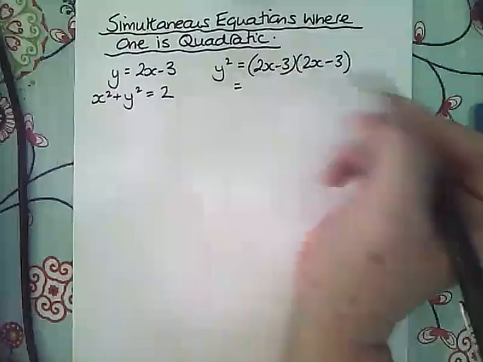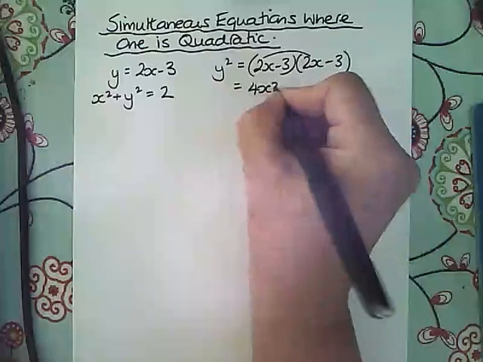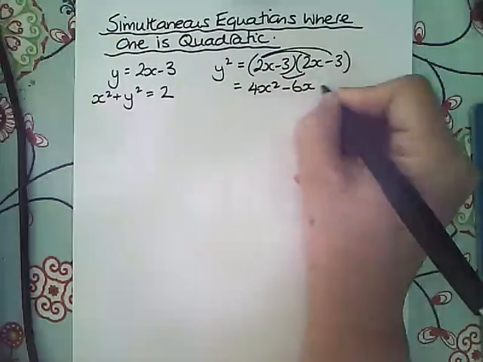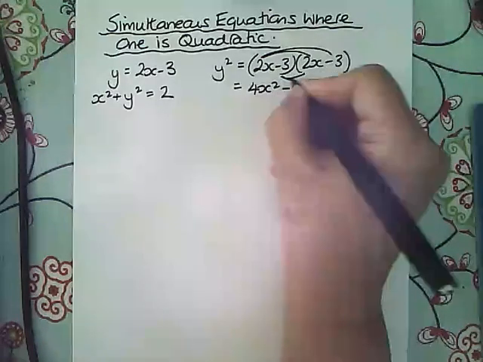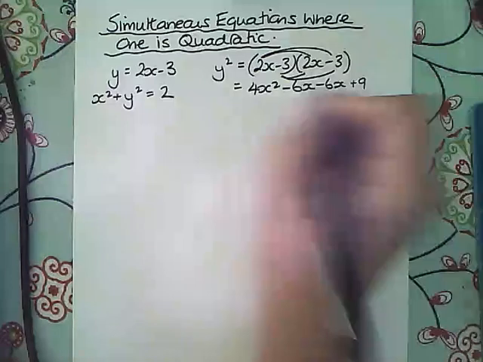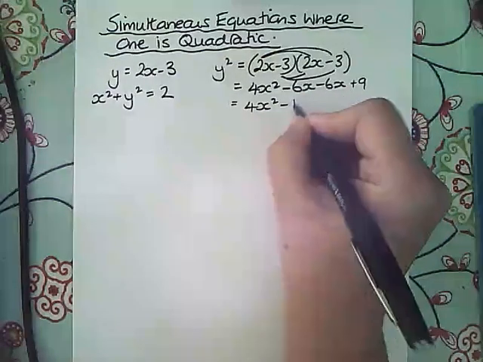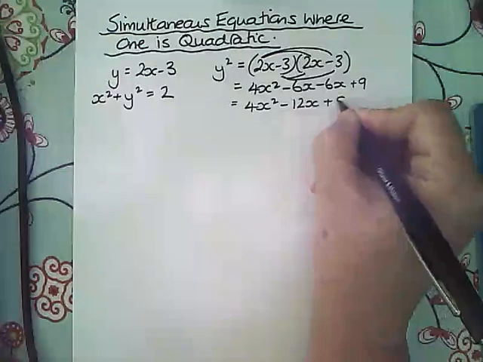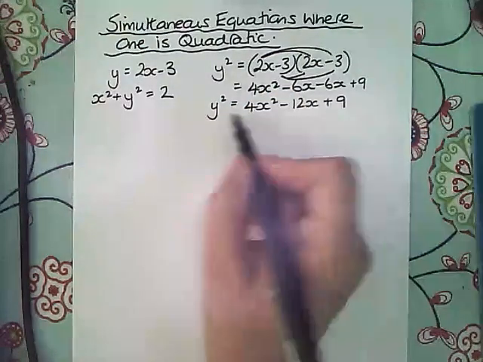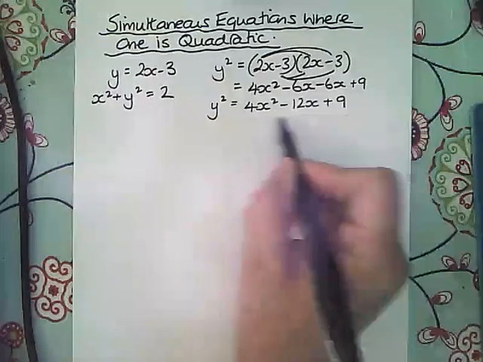And if we multiply that out, that will be 4x squared minus 6x minus another 6x. And then be careful because a minus times a minus is a plus, so that would be plus 9. And tidy that up, 4x squared minus 12x plus 9. We now have a value for y squared in terms of x, and it doesn't involve any y's at all.